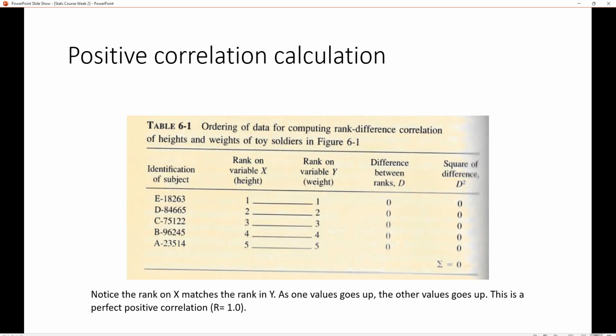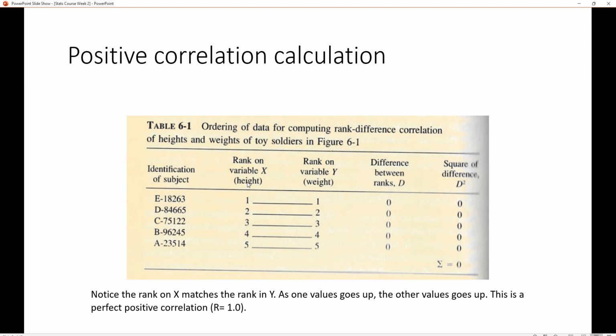So in this slide, we're going to look at how positive correlations are calculated. This is also just a good general idea of how correlations are calculated, but this set of data represents a perfect positive correlation. Notice the rank on your x variable, or your independent variable, or your predictor variable. The rank on that matches the rank in your outcome variable y. As one value goes up, the other value goes up. This is an example of a perfect positive correlation.